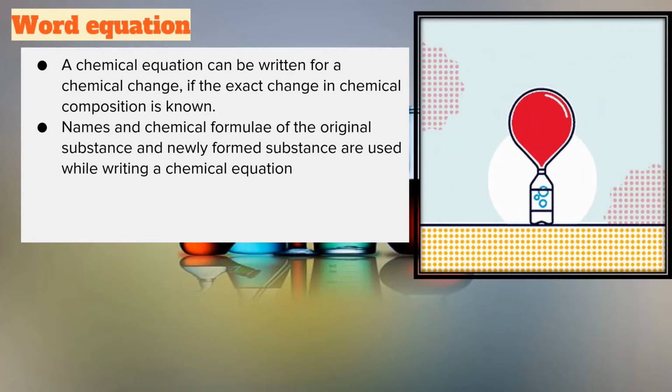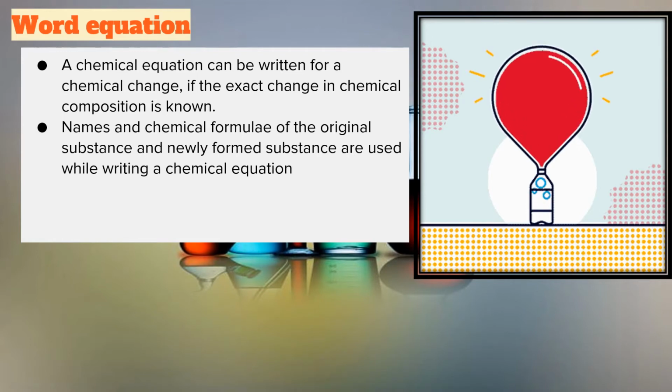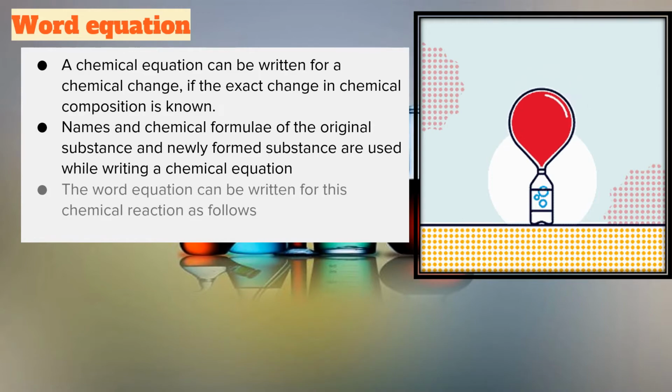Let us have a look at the sodium bicarbonate and vinegar reaction. We know that carbon dioxide gas is released and some salt is formed. So let us see how the word equation is written for this particular chemical reaction.